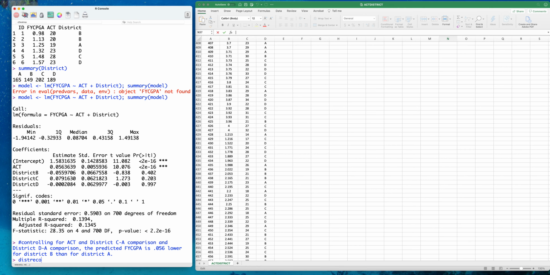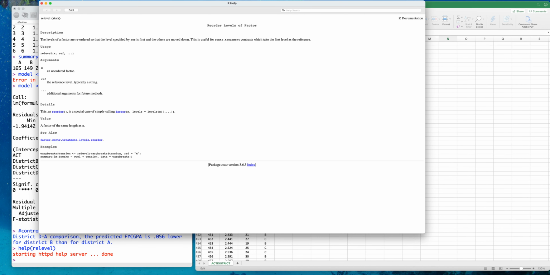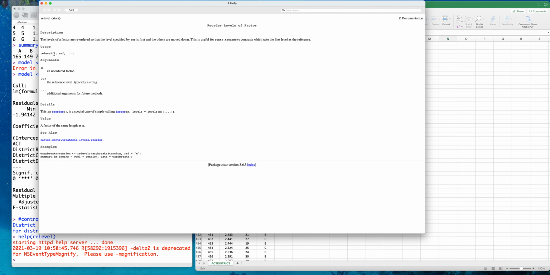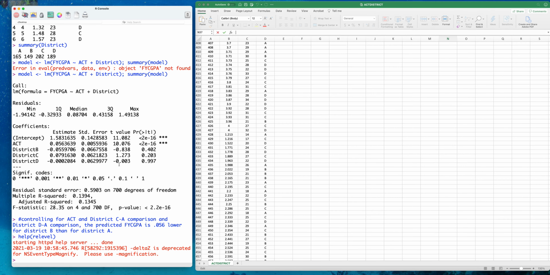This is kind of good it happened. So reference, that's what we need. So relevel, we have our vector, and then we have our reference, typically a string. All right. So district, recode.